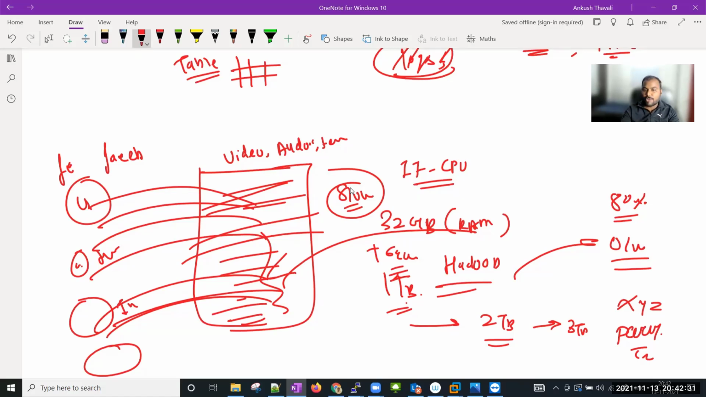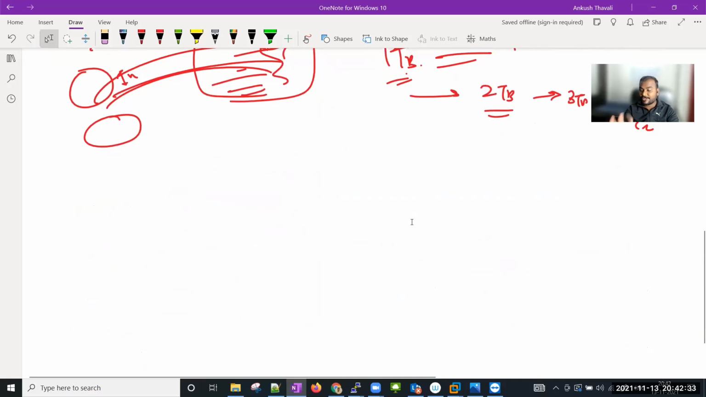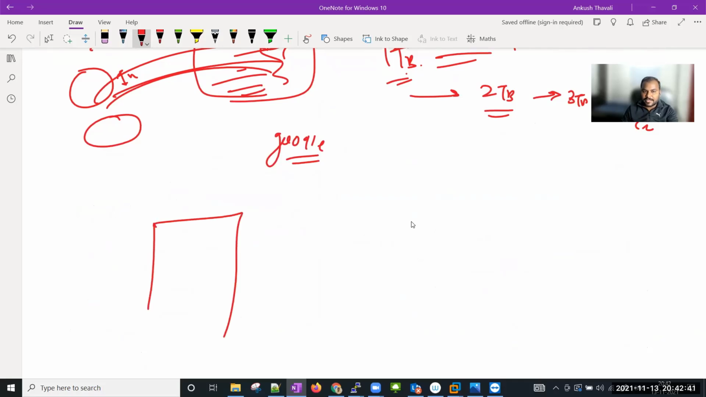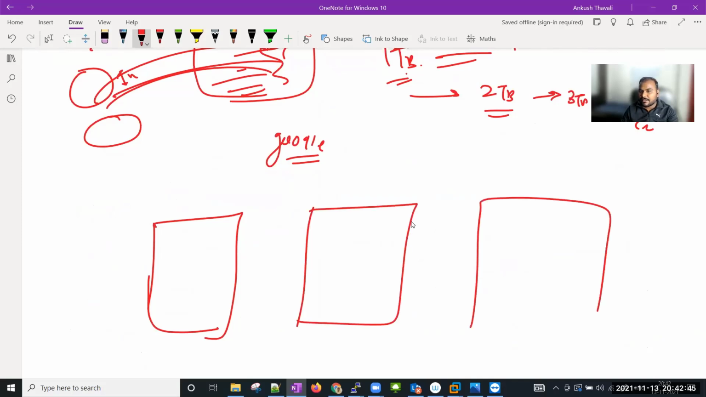In that case, what the Hadoop framework is saying, which was provided by Google only. Google started with a concept we call a distributed file system. In a distributed system, what will happen? You will have a number of computers connected to each other. We call them node 1, node 2, node 3. Every node is basically a server.